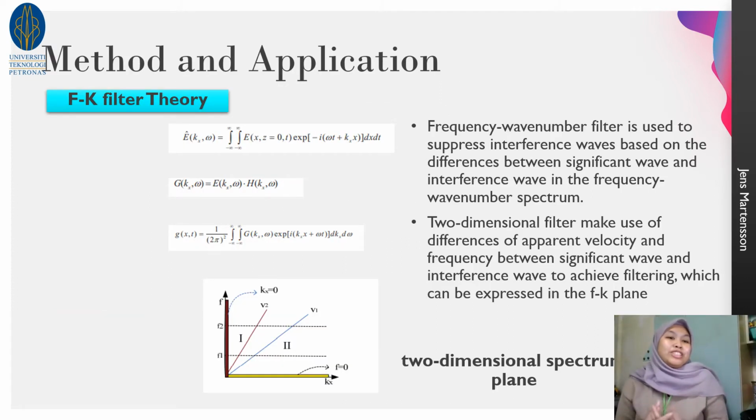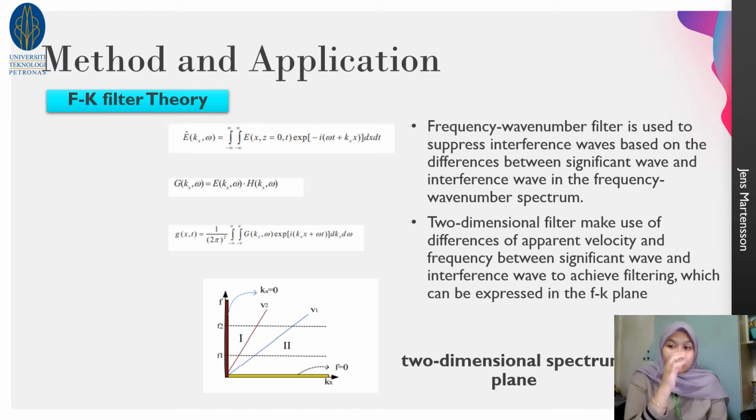Okay, now I'll be presenting the method and application. We're going to start off with the FK filtering method. The FK filtering method that they use in this experiment is according to FK filter theory, where a frequency-wave number filter is used to suppress interference wave based on the difference between a significant wave and an interference wave in a frequency-wave number spectrum.